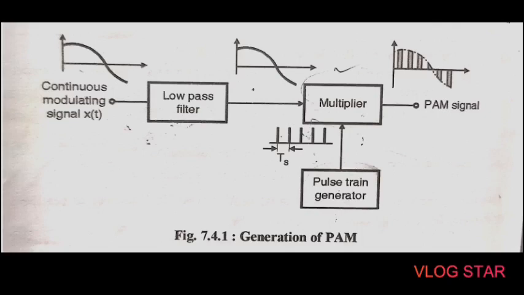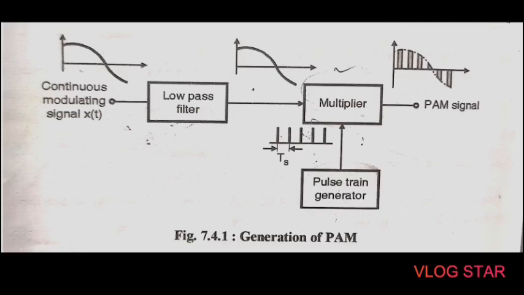The uniform sampling takes place in the multiplier block. This is the multiplier block. This multiplier block generates the PAM signal as shown in this figure. The samples are placed Ts seconds away from each other. The information in the modulating signal is contained in the amplitude variations of the pulse carrier. Therefore, this system is similar to the AM system.